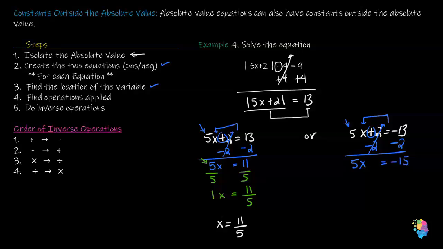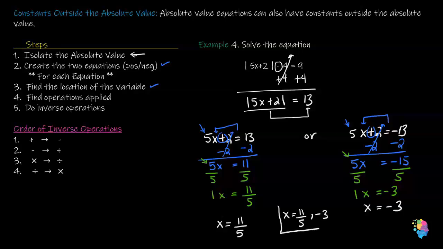Don't forget, we still have to get rid of this multiplication, and we do that by dividing both sides of the equation. So 5 divided by 5, again, is 1. Bring down the x. And on the right side, minus 15 divided by 5, well, 15 divided by 5 is 3, and because they have different signs, this will be minus 3. So the second solution will be x is equal to negative 3. So our two solutions for this absolute value are 11 over 5 and minus 3.